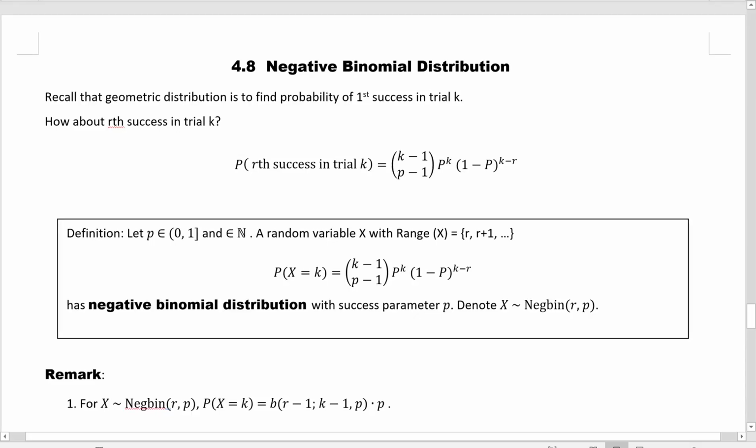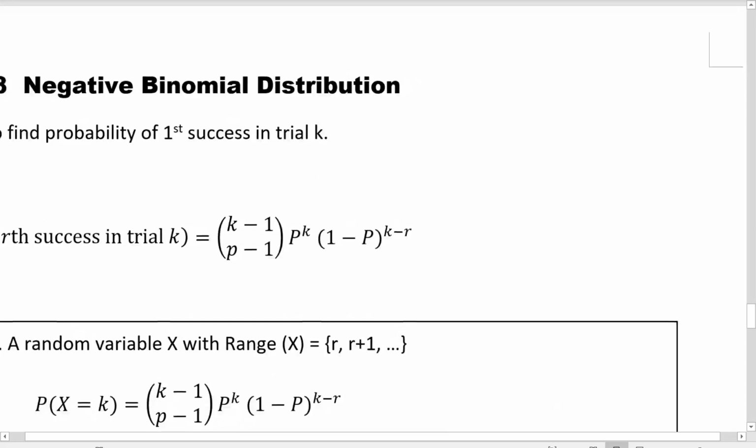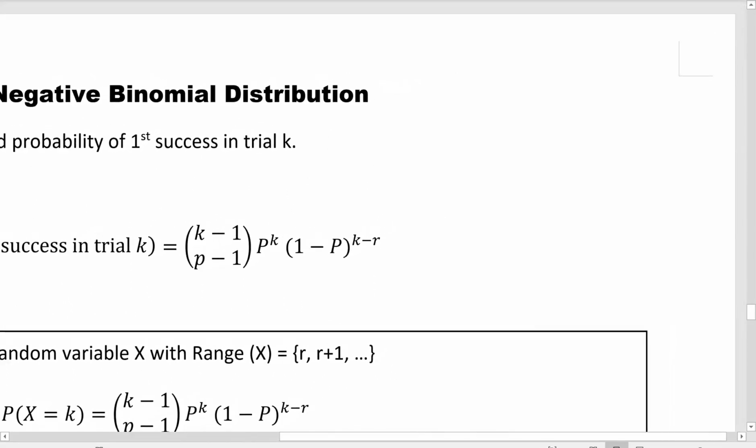Hi everyone! Today let's talk about session 4.8, negative binomial distribution. So let's review what is binomial distribution. For binomial distribution, we're talking about K successes in M trials.